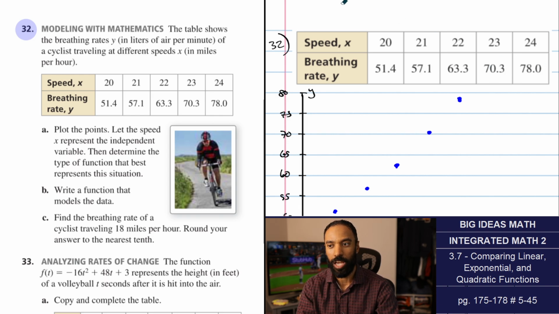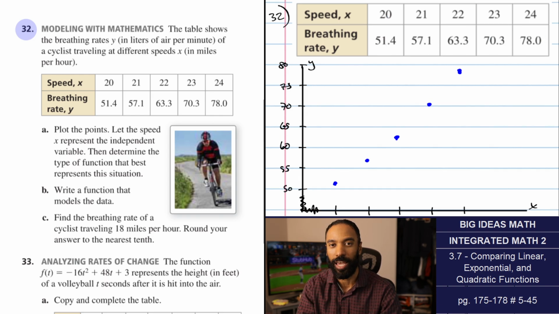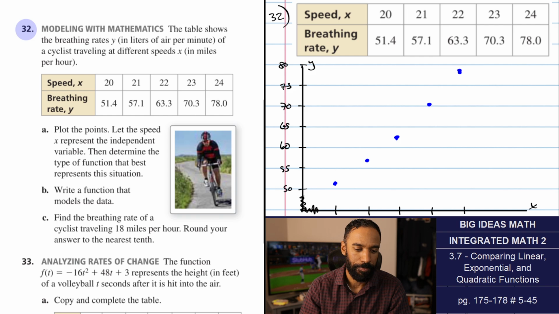Let's see if there's a constant common ratio. You know what? I didn't bother checking that. So I'm going to go to my calculator here, and I'll show you. I'm going to try these numbers in division. Let's try 57.1 divided by 51.4. There's a number. Let's do 63.3 divided by 57.1.